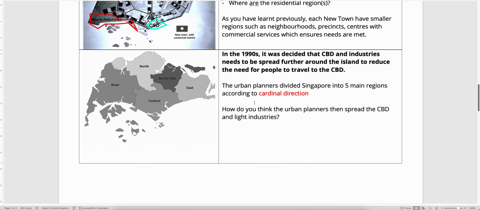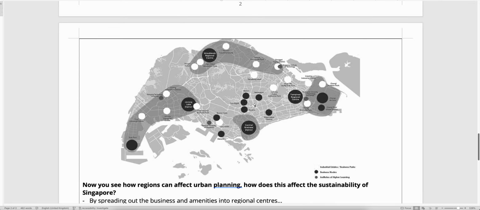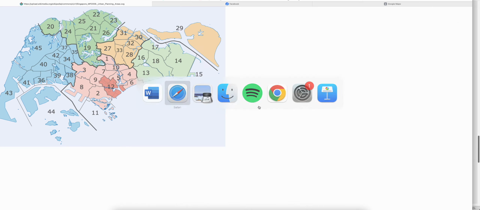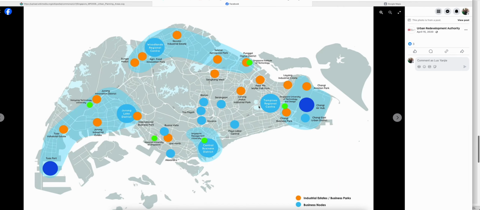So how does it then eventually lead to this? This is what the regional plan looks like. The north and the northeast are connected by this business area. You can see all the blue color, all the businesses. That's why you see Woodlands. Woodlands is the regional center for the north region, so it's like a mini CBD. You see office buildings like Woods Square over there.